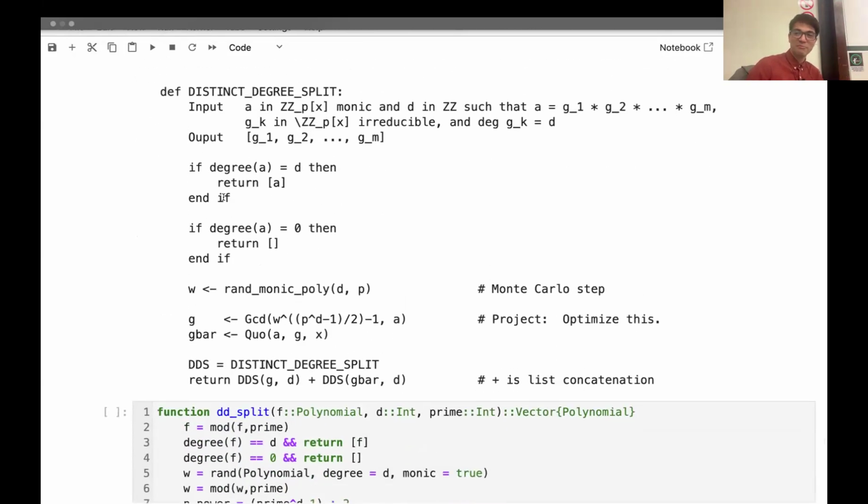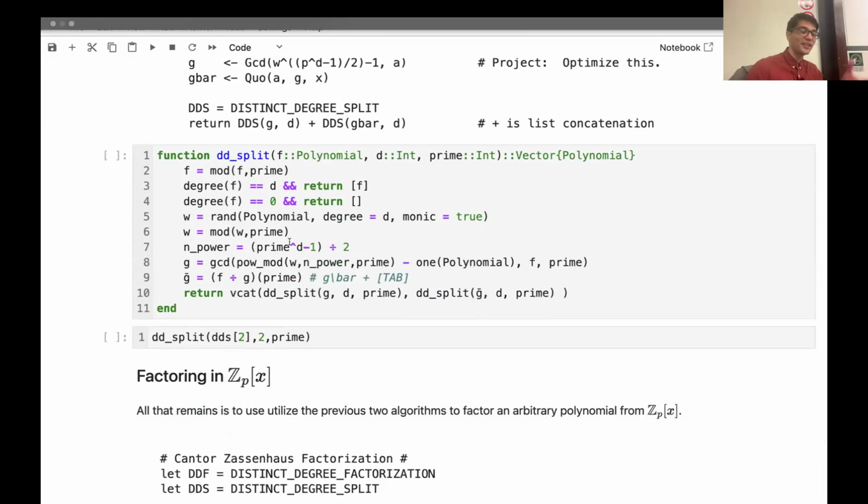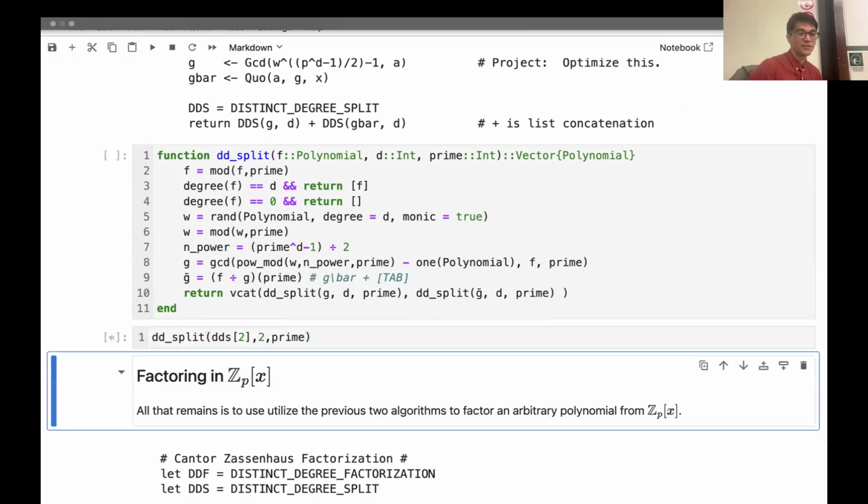Okay, so here's your algorithm for doing this distinct degree factorization. It just sort of puts into steps what I've been talking about. This is how it's been implemented in Julia. And then you can see that it works.